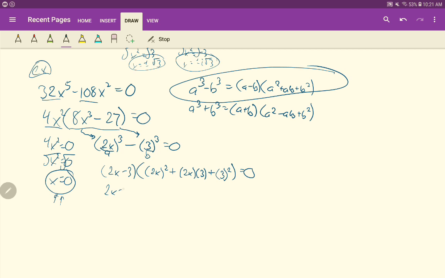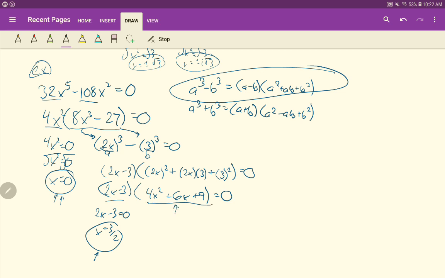So you get 2x minus 3 here still, and I'll go ahead and simplify this: 4x squared plus 6x plus 9. Okay, now we can go ahead and set this equal to 0. So 2x minus 3 equals 0. So x equals 3 halves. There's another 0 for us, another solution. But then we have this. Okay, this will not factor. But does that mean there's no solutions here? The answer is no. That does not mean there are no solutions.